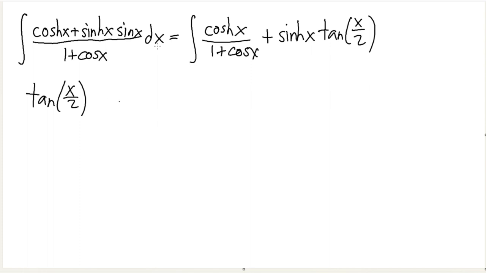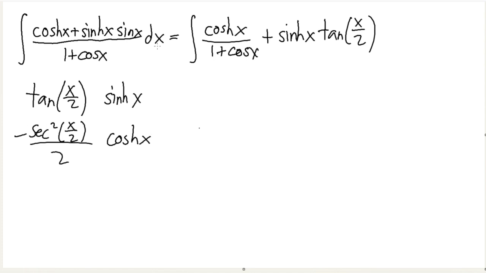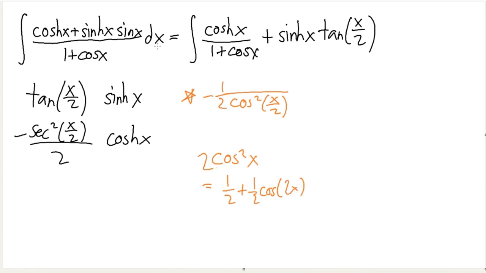So we have tangent x over 2, sine x, secant squared x over 2 over 2, and this is just cosine. Okay. So does this help? Well, let's take a look at secant squared. I'm just going to draw this in a different color. So we have negative secant squared. This is the same thing as 1 over cosine squared of x over 2. And if you remember, cosine squared is equal to half plus half of cosine of 2x. But because we have 2 cosine squared, the half becomes 1 plus cosine 2x.